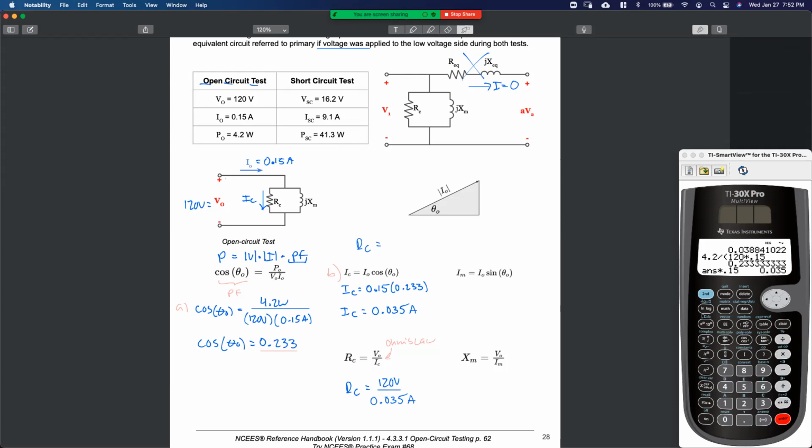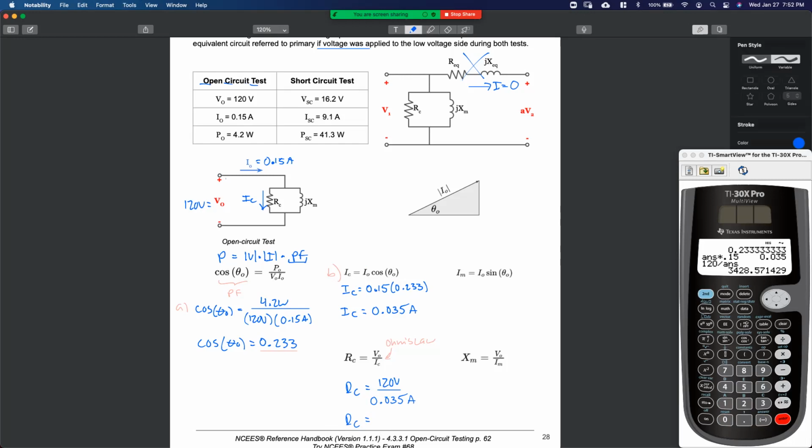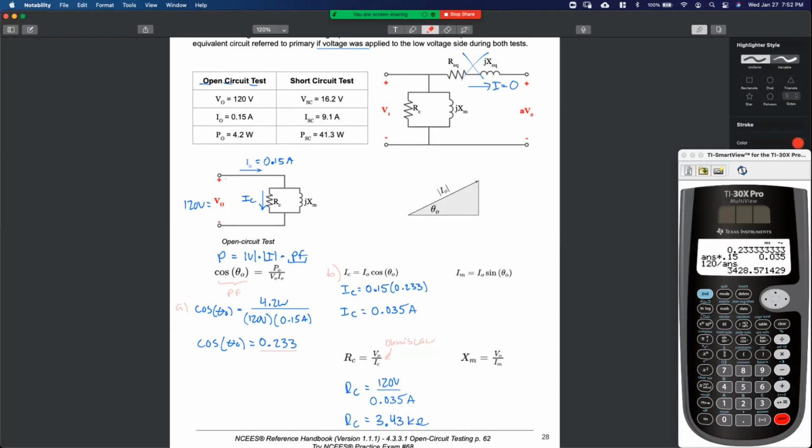I'm just going to bring it right back here. So in my calculator, I'm going to do 120 divide by second answer. Big number, right? What is that? I'm going to say 3.43 kilo ohms. Your core impedances, or I should say your core reactance and resistance, are usually going to be quite high. So don't be scared by these big numbers.